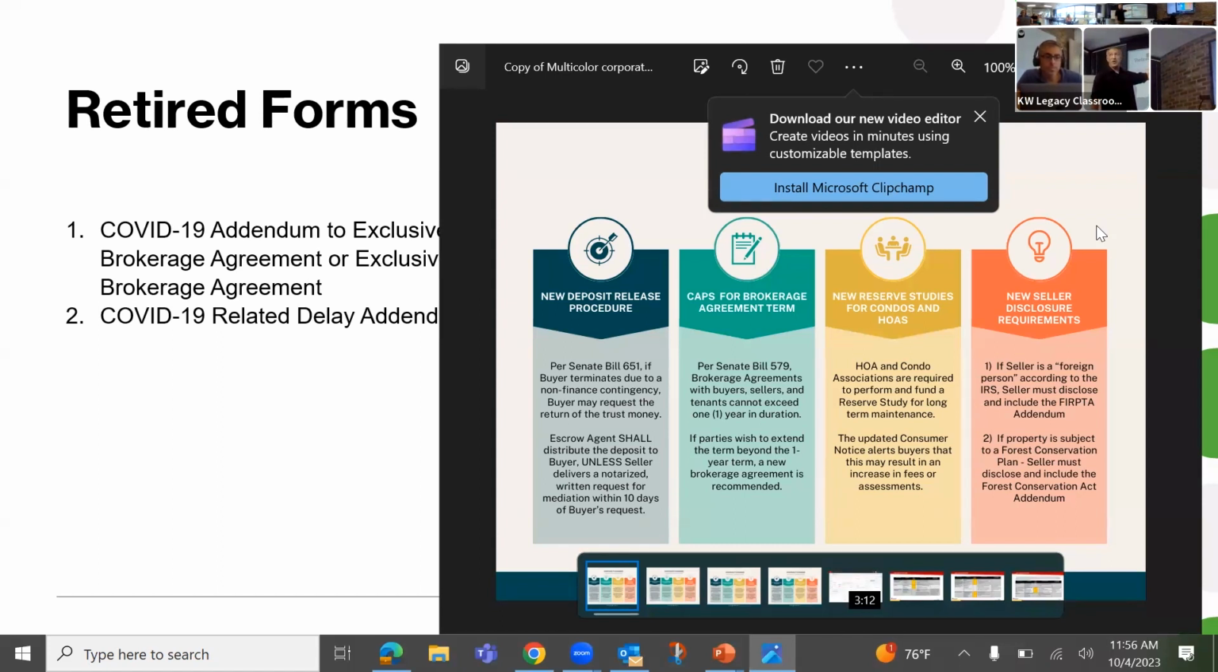If you're dealing with an HOA or a condo, make sure that they sign the consumer notice and make sure you at least say the words like reserve study, special assessments, so that you can have that conversation. And a couple of new addenda will impact potential sellers: the Forest Conservation Act and the FIRPTA addendum. Again, only if it's a foreign person or only if there is a forest conservation plan. But these trigger really important rights that need to be disclosed.